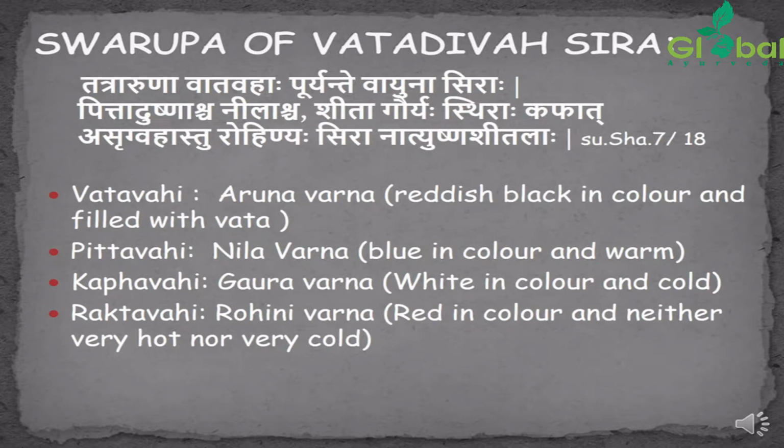Now the swarup of the Vatadi vaha Shira. Vatavahi Sira are Arun Varna, almost reddish black in color, and filled with Vata. Pittavaha Sira are Nilavarna, blue in color and warm. Kaphavahi Shira are Gaur Varna, white in color and a little cold. And last, Raktavahi Shira are Rohini Varna, red in color and neither very hot nor very cold.